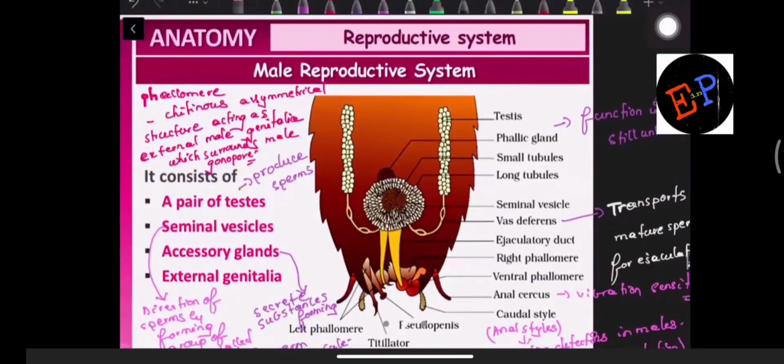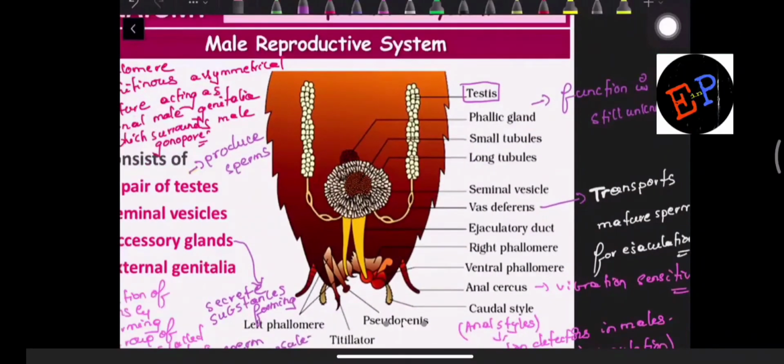Understood, no? That's it. So then coming to the male reproductive system of this cockroach. See how many parts are present here. The first one is the testis. What is the function of the testis? Production of sperms. Sperms are produced here. What is the purpose of this phallic gland? Still we don't know why the phallic gland is present in the cockroach. We do not know more clearly about this, so a question will not be asked on this. The function is still unknown.